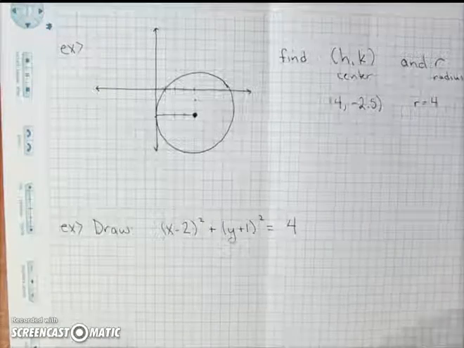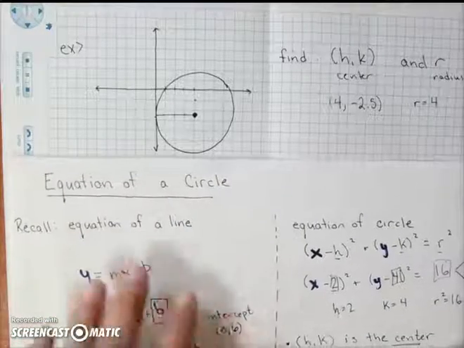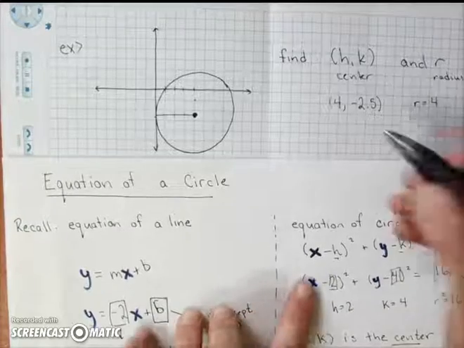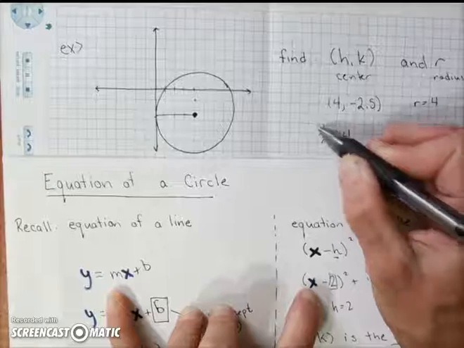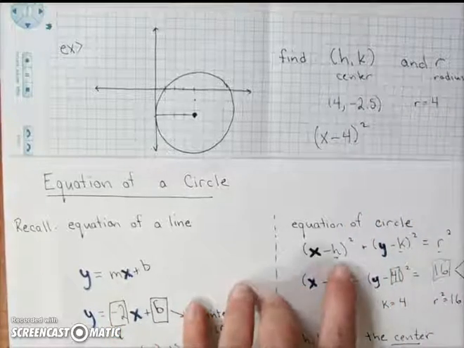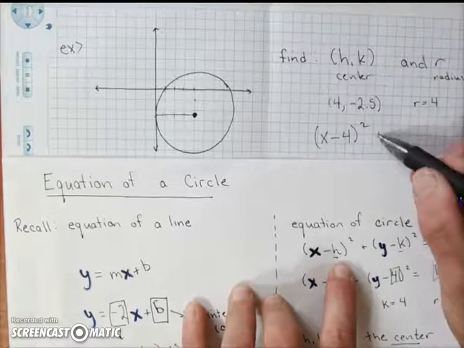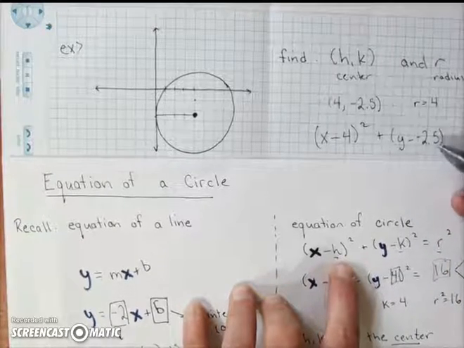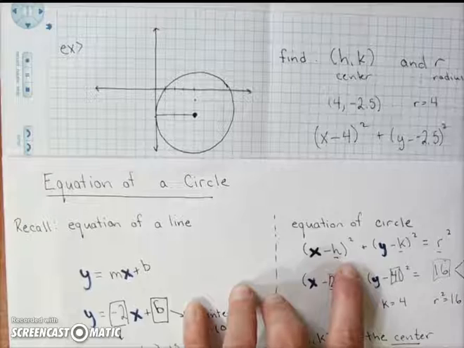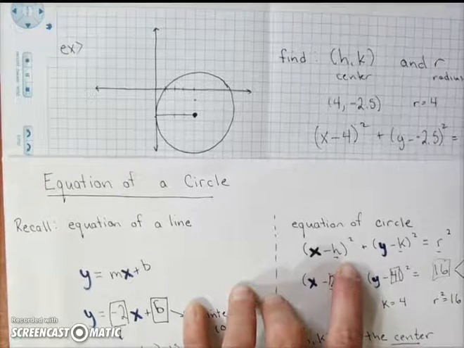So then if I go back to my equation, I could write the equation of this circle. It's going to be (x minus 4) squared, because h is 4, plus (y minus -2.5) squared, since k is -2.5, equals 4 squared, the radius squared.